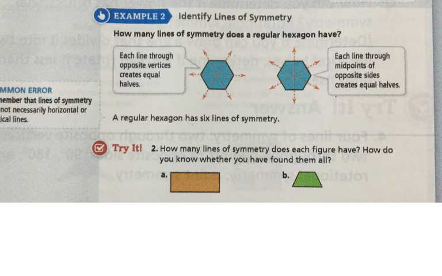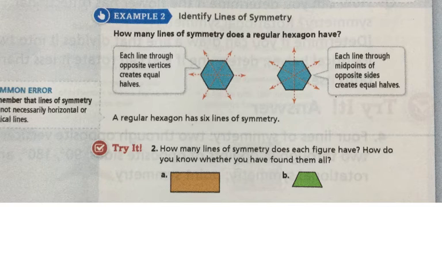Okay, so now let's look at these two. Are these regular polygons? No, all the sides are not equal, right? So, because it's not regular, it may not work exactly like this. But for anything that's regular, you can go through all the vertices and all the midpoints. But here, maybe you can't. Two lines. 2 lines.